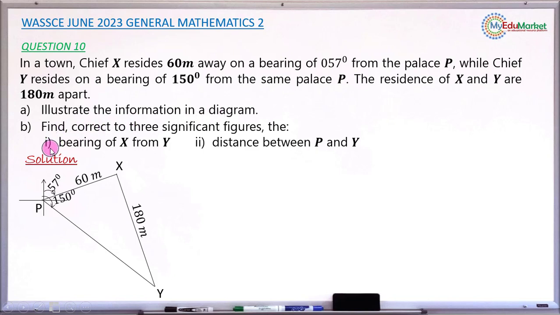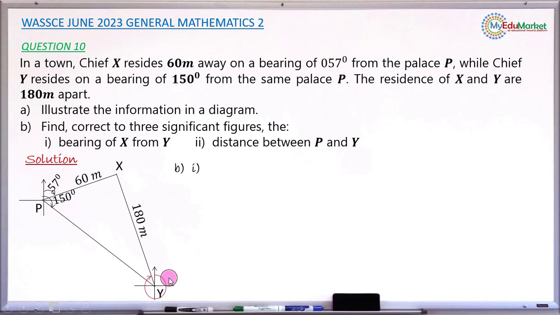Question number B, starting with Roman 1, asks us to find the bearing of X from Y. This is the residence X. I want to know its direction, but from the residence of Chief Y. So I'm going to come here and draw the four cardinal points. The bearing would be the angle starting from the north line and moving in a clockwise direction up to this line, joining residence Y and residence X. It is this angle, and that will give me the bearing.